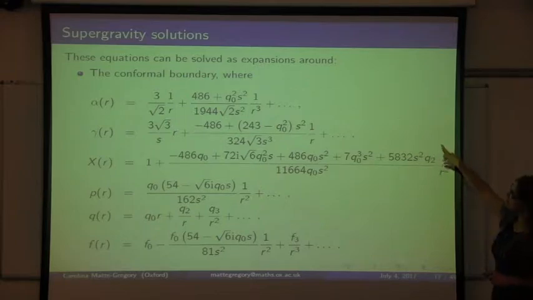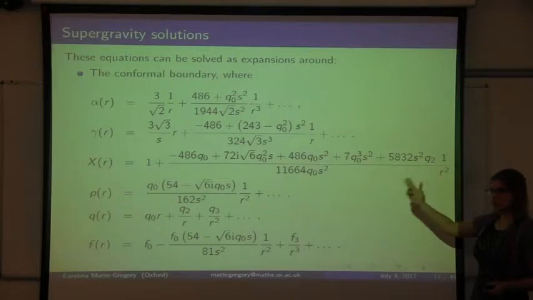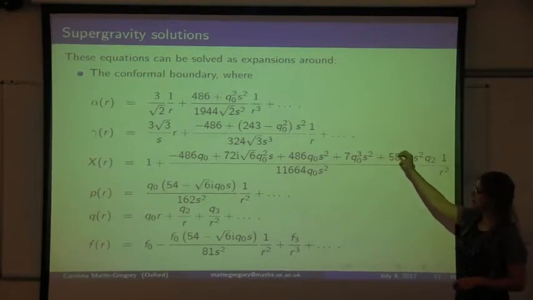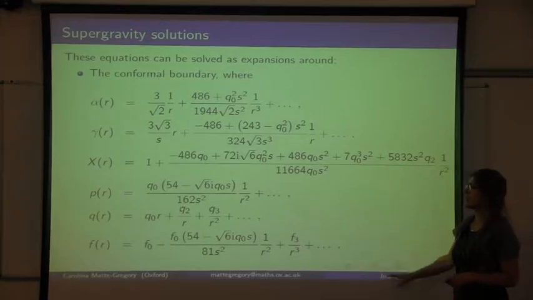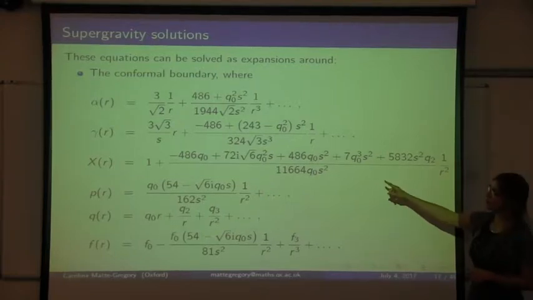In particular, this is the conformal boundary, meaning these expansions are around r equals infinity. Then you solve order by order all those equations, and this is what you get. You see that there are many free coefficients around, and a few of them are going to go away because you still have to impose more conditions. But this is what it looks like at the conformal boundary.